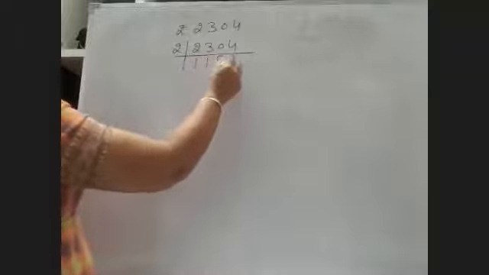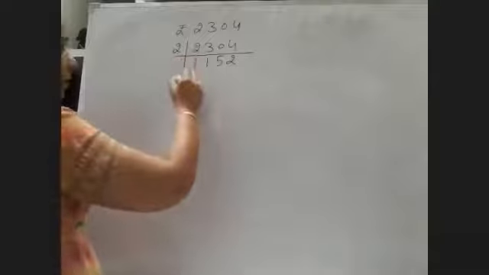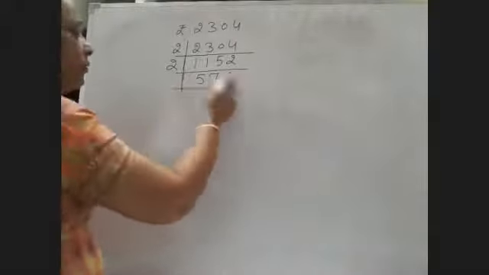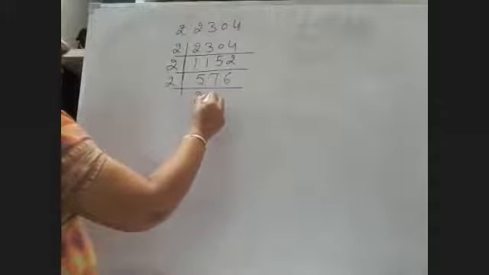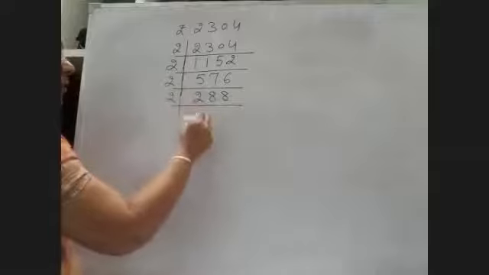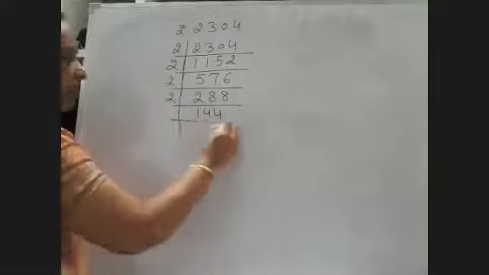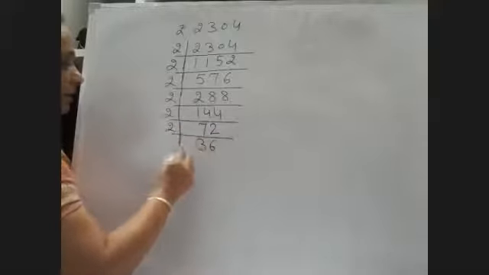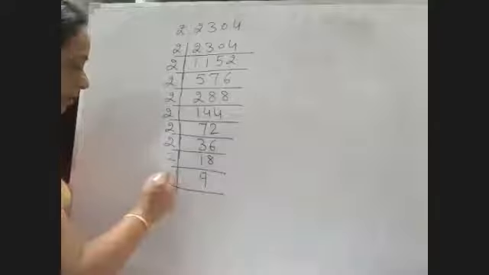So in the first step, I divide by 2. It gives 1,152. Again, an even number, divide by 2, and we get 576. Again, divide by 2, we get 288. Next, again 2, 144. Again, an even number, 2, 72. 72 divided by 2 is 36. 36 divided by 2 is 18. And 18 divided by 2 is 9. Now divide by 3 because 9 is an odd number.